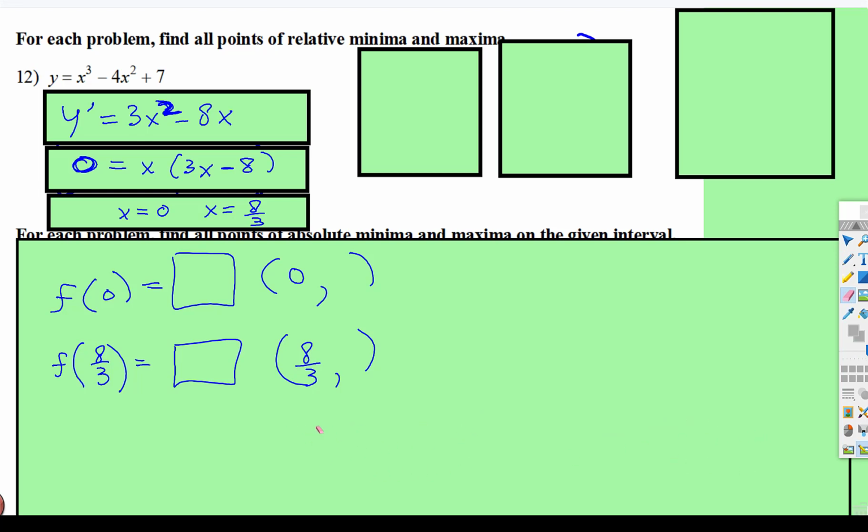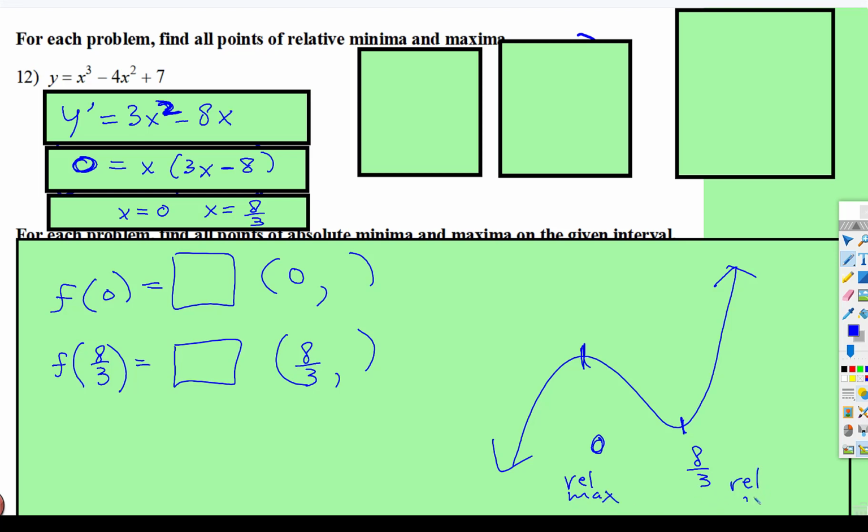We know that the first derivative produces, and if this is the graph of a cubic, then this is the 0, and this right here is 8/3. This will be the relative max. This will be the relative min. You just need to find the exact point that will be. That's why I put it in the parentheses showing the coordinate point.